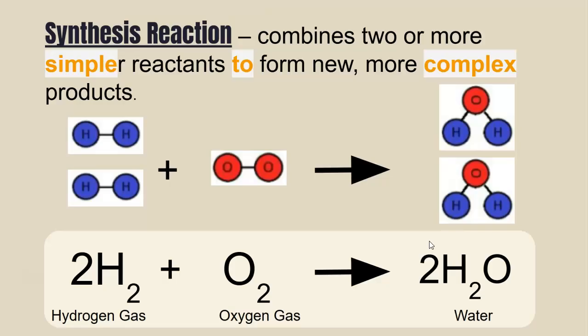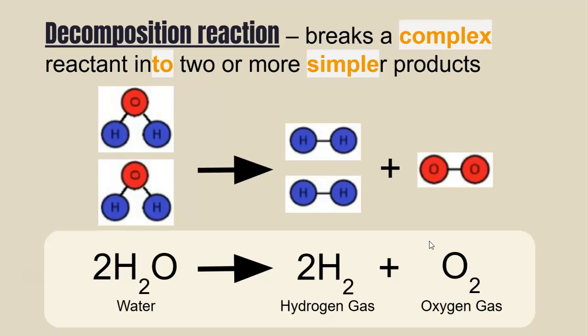Synthesis reactions are when you combine two or more simple reactants to form a new, more complex product. For example, H2 plus O2 makes H2O. You have two reactants on the left, and they combine to form a singular product. Now, it doesn't always have to be two on the left, one on the right. As long as you end up with fewer products than you have reactants, then you have a synthesis reaction.